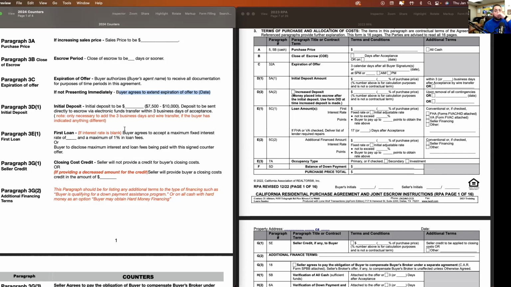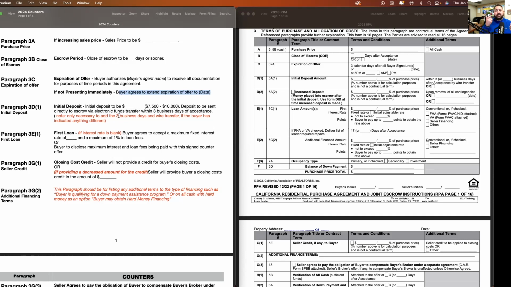Now, the default is the wire transfer. So if they've left it alone as a default of wire transfer, that they're going to wire the funds in, then all you have to do is fill in initial deposit to be and the amount. That's it. This second part, deposit to be sent directly to escrow via electronic funds transfer within 3 business days, you don't need to answer because they've already done it. It's only if somehow they mark a check or something else, right? They're going to give it by a personal check or by a cashier's check. We want the wire transfer. And I'm really happy that, I mean, it's been a couple of years now, but I'm really happy that CAR has made the default on the RPA a wire transfer into escrow and not a check.